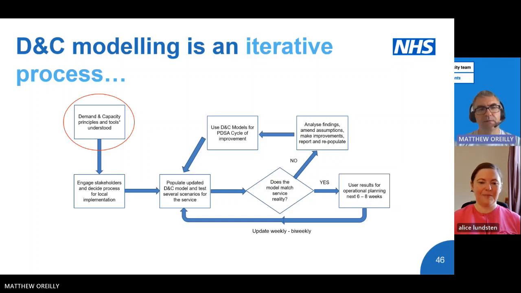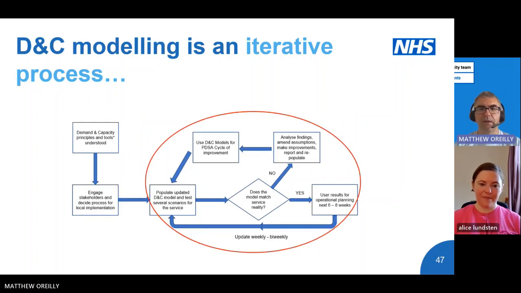Demand and capacity modelling, as we've said, is very much an iterative process. What we've been focusing on today is the part of the process circled in red about the theory, and we'll point you in the direction of some of the models and other resources. There is, however, a bigger piece of work circled here, which is that iterative process of completing your first piece of modelling, checking that it makes sense and is representative of the service, and then invariably updating that, repeating that, testing some of the variables, and just working through that cycle.